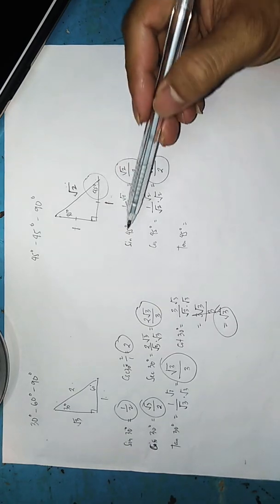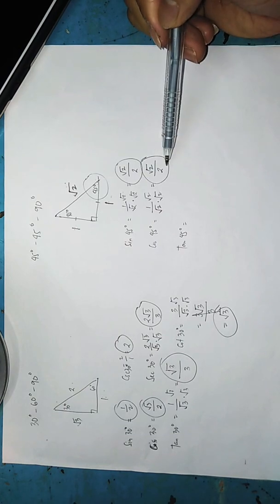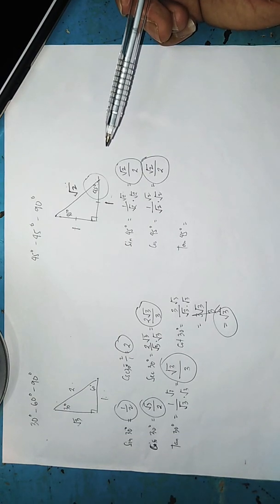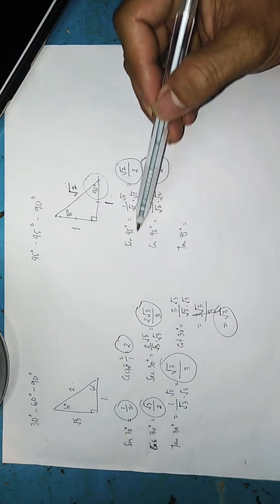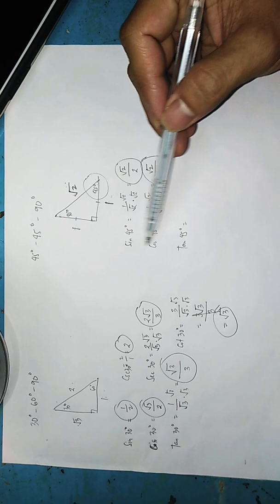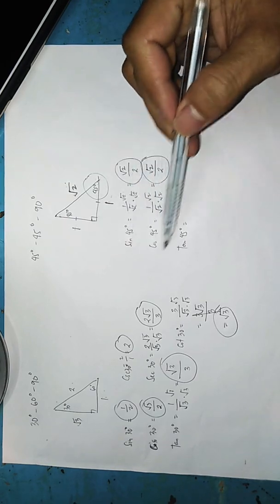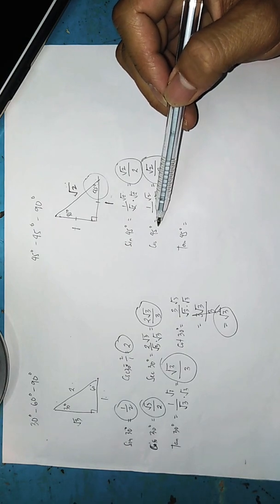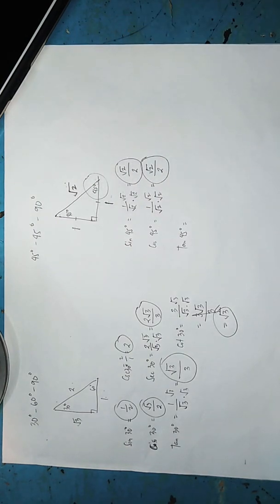Kung papansinin nyo, yung sine 45 ay square root of 2 over 2, equal siya kay cosine 45. Remember yung complementary co-function pairs? Ano ang complementary ng 45? Di ba 45 din? Kasi ang sum nila ay 90. Pero co-function tong dalawa, sine and cosine. So, etong dalawa, complementary co-function pair. Kaya, equal yung kanilang answers.